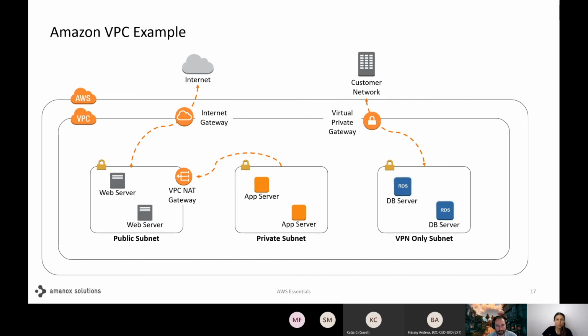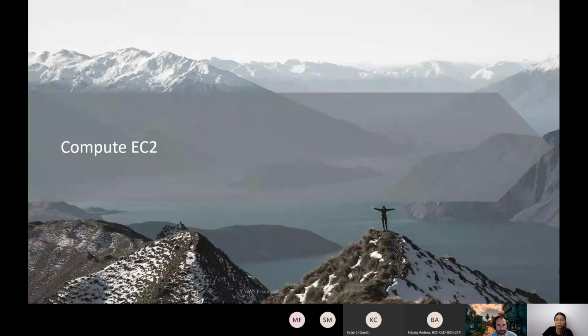So that was the overview concerning the VPC. Are there any questions concerning this part? So I guess no. Then we can move forward to the Compute EC2.